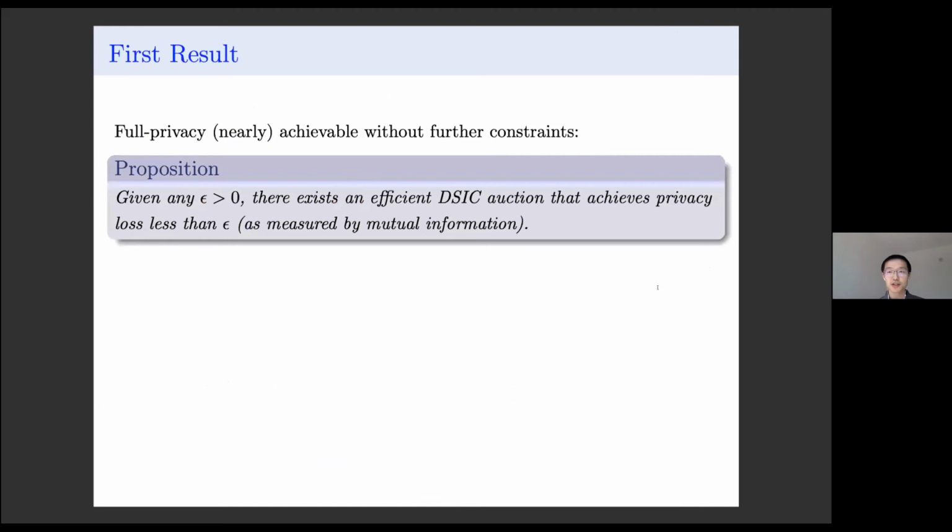Okay, so now let me tell you about our results. The first result is essentially in the spirit of Aaron's question earlier, which is that without further constraints on this problem, the first best of full privacy can be almost achieved. More formally, the proposition says that given any privacy level epsilon, there exists an efficient dominant strategy auction that achieves privacy loss less than epsilon.